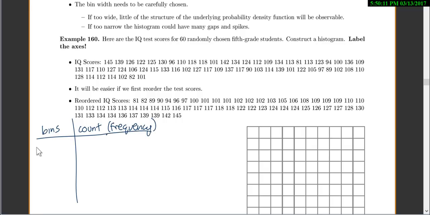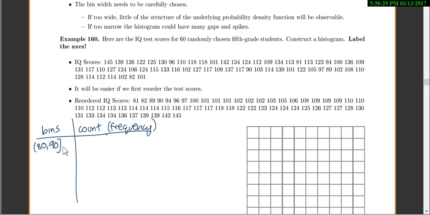So for the bins, it looks like we go from about 80 to 145. You could do this by 15. You could do it by 10. You could do it by 20. You could do it by 7, 17. I'm going to pick something I can count by easily, so I'm just going to do it by 10, because that's really easy for me and I'm doing it by hand.